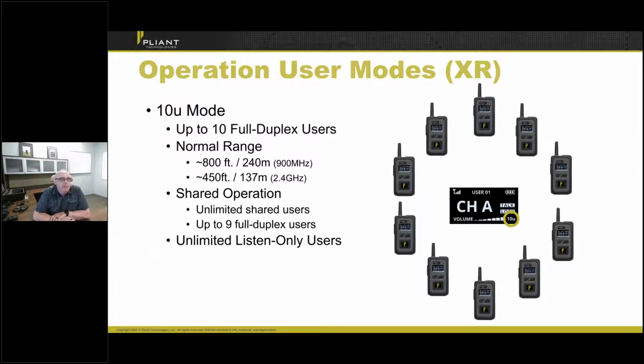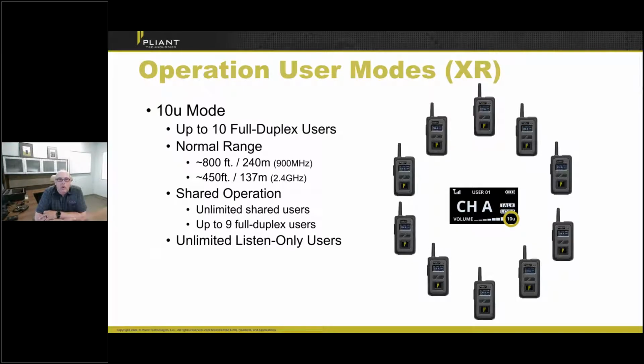So let's talk a little bit about the 10U mode. The 10U means 10 users, so you can have up to 10 full duplex users. So that's a master, and then 9 other units, 01 through 09, are set up as your full duplex users. We also call this a normal range mode. To give you an idea of some of the range, for 900 meg, you're talking about an 800-foot range, 240 meters, and at 2.4 is about 450 feet, or about 137 meters. So the range is what we call normal range, and we'll talk about range as well to let you see the difference between normal range and extended range.